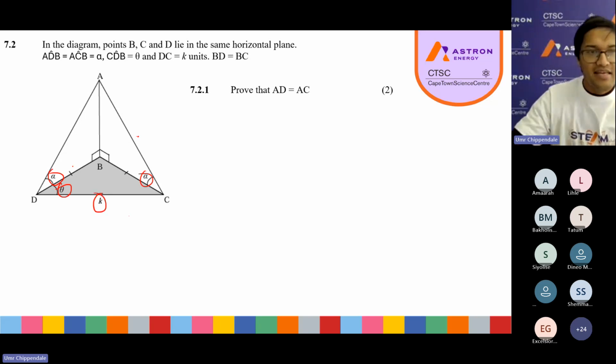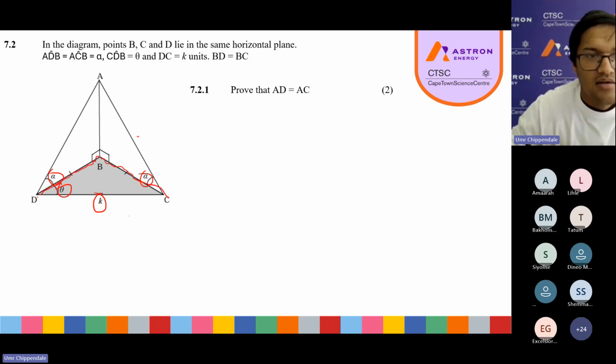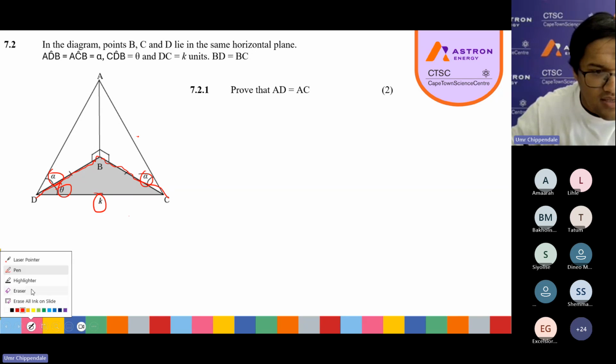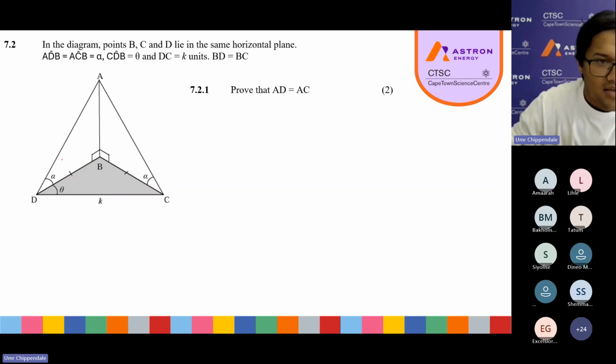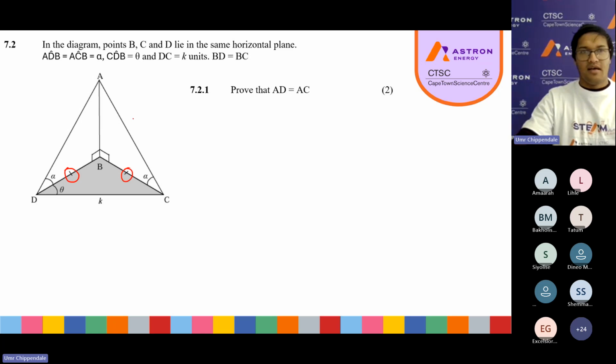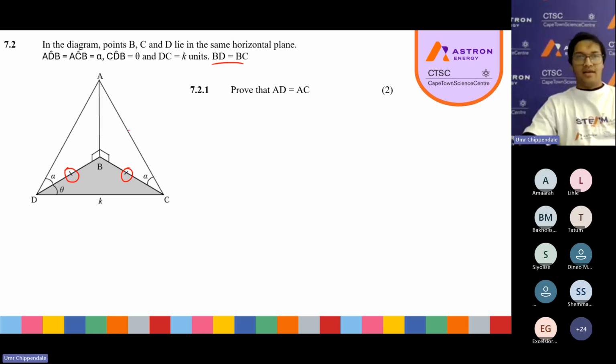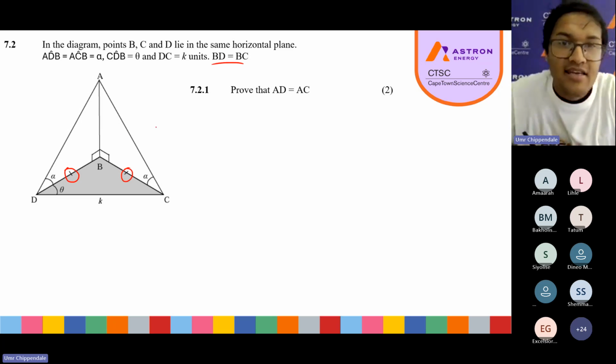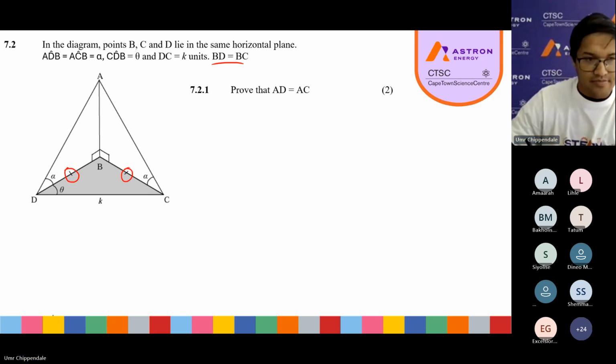And then they say BD, which is this line over here, is equal to this line over here. So if I now erase this so you can see a bit more clearly, you can even see it's denoted by this. This means the exact same. All right, that's what that means. Okay, now we need to prove that AD is equal to AC.